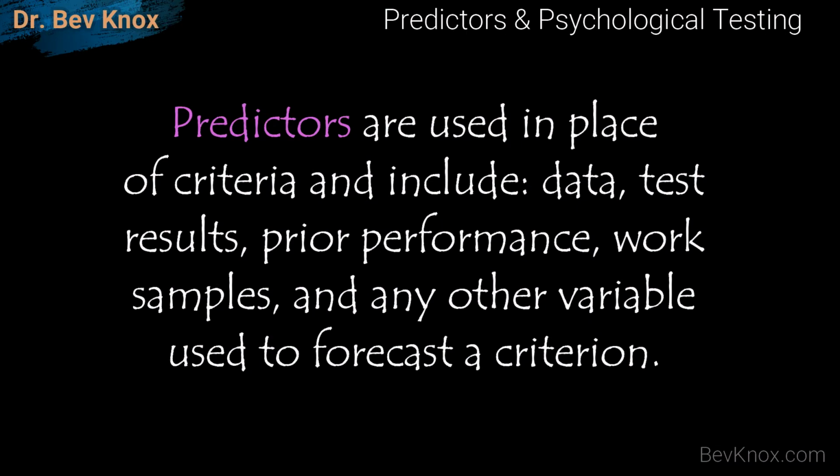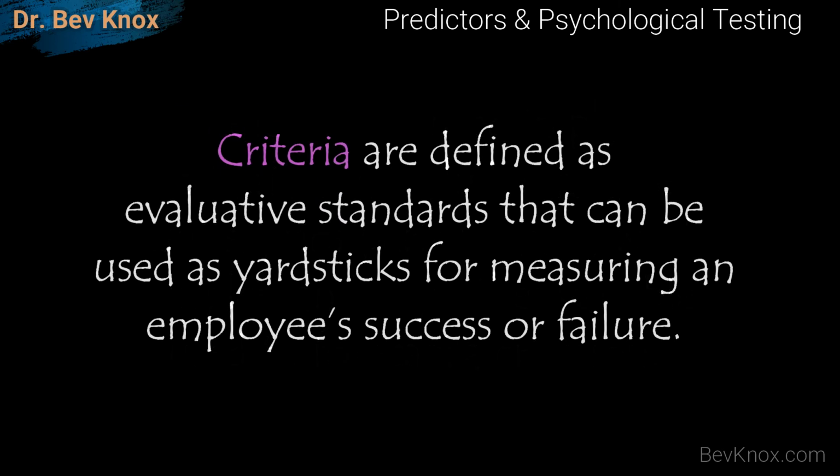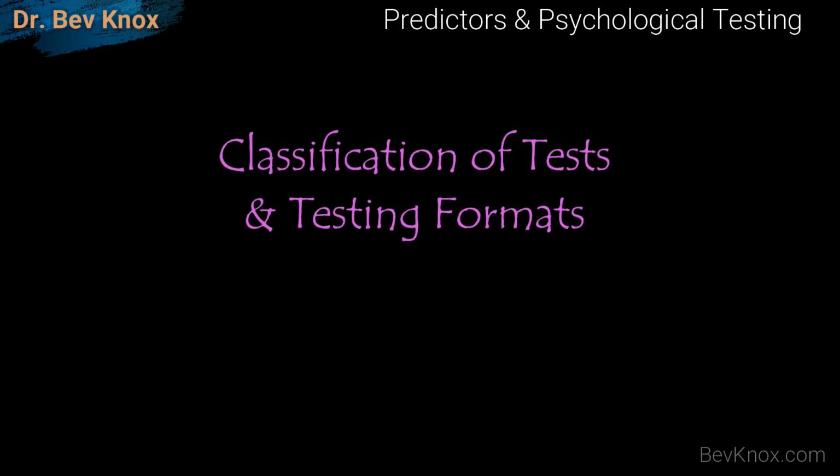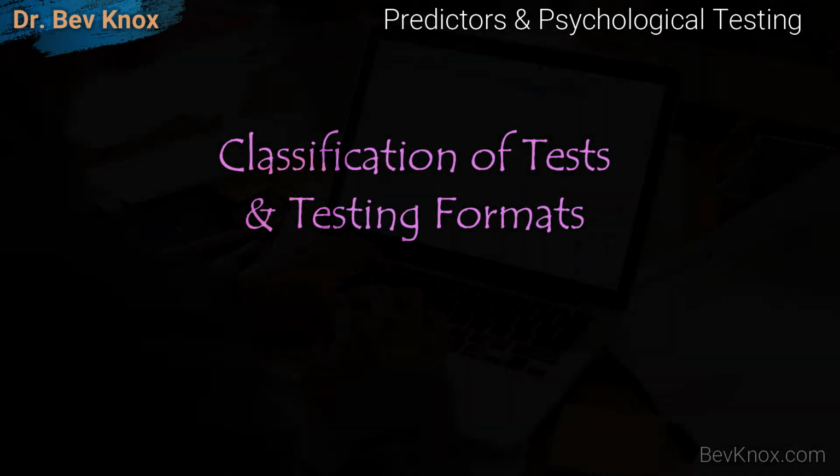Predictors are used in place of criteria and include data, test results, prior performance, work samples, and any other variable used to forecast a criterion. Now, in case you forgot, criteria are defined as evaluative standards that can be used as yardsticks for measuring an employee's success or failure. Now, let's talk about classification of tests and testing formats.